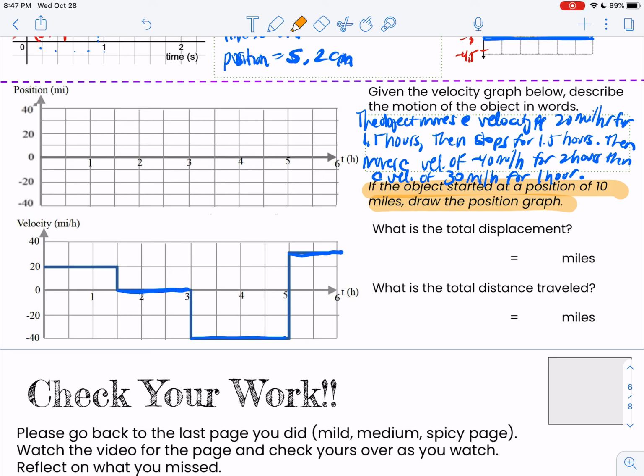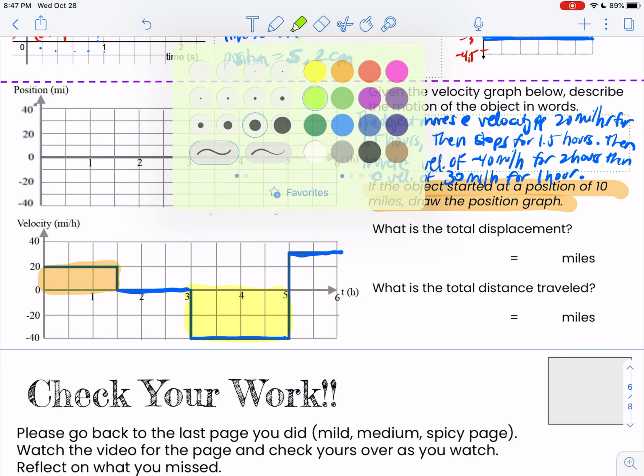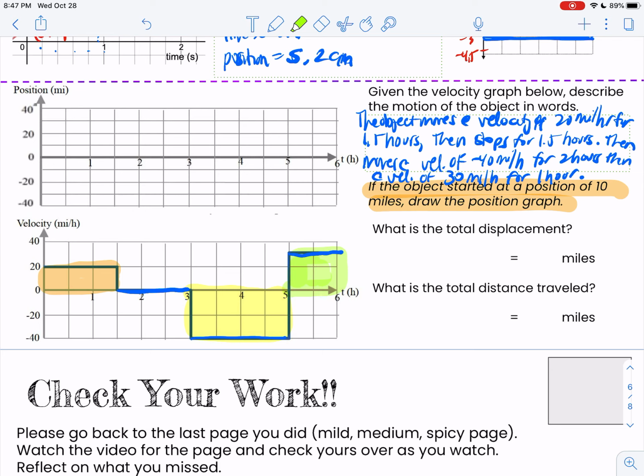So on the velocity graph, you don't know the initial position. Okay. You have to be told that. You only can figure out the displacement or how far it goes. Okay. So you can't know where it starts. All right. So you just have to do the total displacement.